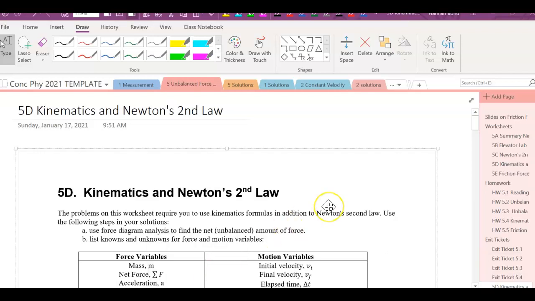This webcast talks about how the kinematic equations that we learned when we studied the uniform acceleration model connect to and relate to Newton's second law, which we have been learning with the unbalanced force model.